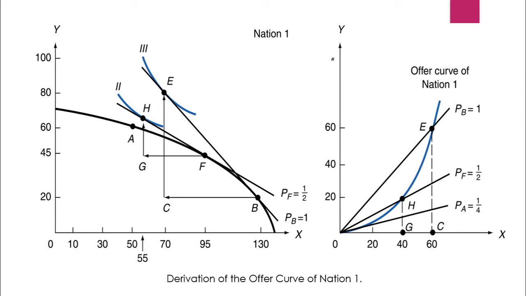So we can repeat this procedure. We can consider the point of production and point of consumption for different terms of trade, and we can identify different combinations of export and import of this nation 1 corresponding to various terms of trade. And when we join all these points together, we get nation 1's offer curve. This blue colored line in the second figure is the offer curve of nation 1. So you can see that it deviates away from the export axis of nation 1.